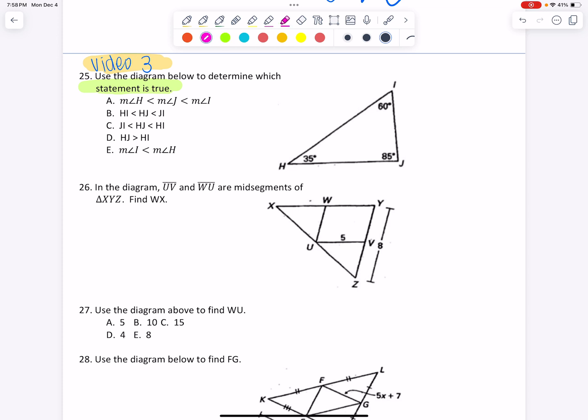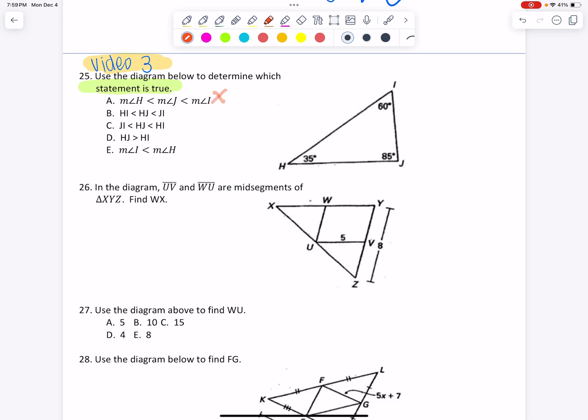Answer choice A says that H is less than J. So far that's true. And J is less than I. Is 35 less than 85? Yes. But is 85 less than 60? No. Y'all can put stuff in order. So that one is a no. So I'm going to cross that one out. I'm going to keep going.